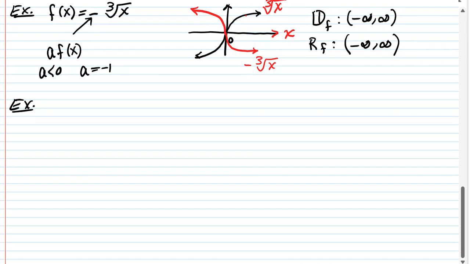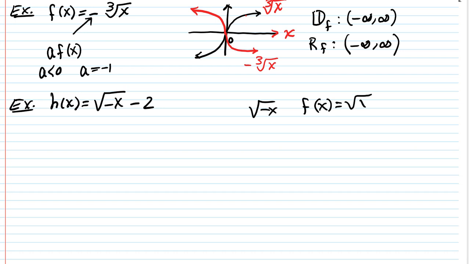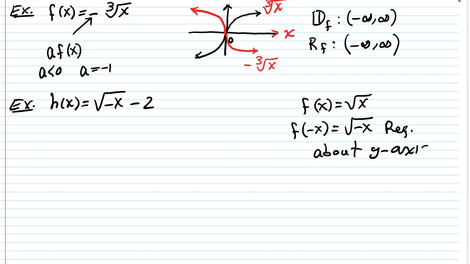Let's say in this next one, h of x is going to be negative square root of negative x, and then minus 2. Let's throw in a negative 2 in here. So first, just the square root of negative x. The basic function f of x is root x, correct? So what is f at negative x? F at negative x is going to be square root of negative x. That's when you replace x with negative x. And we already know this will cause a reflection about the y-axis. We know that part.